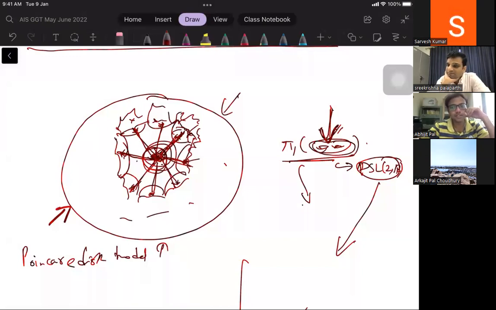Who has a paper on the quasi-isometry of Z? Parameswaran Sankaran. He has some result on the quasi-isometry group of Z, just Z, you see.